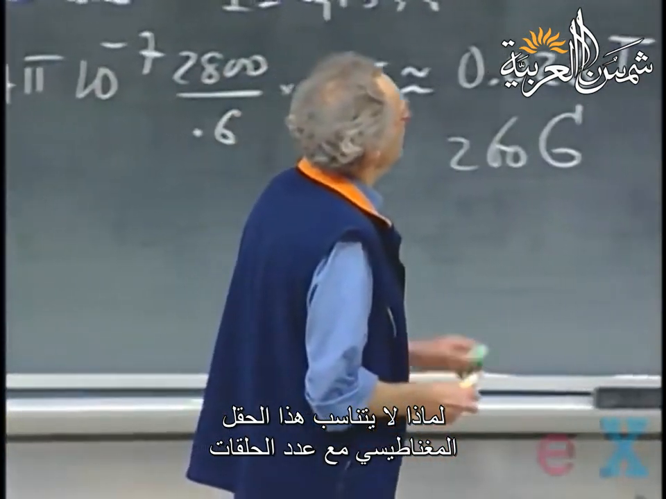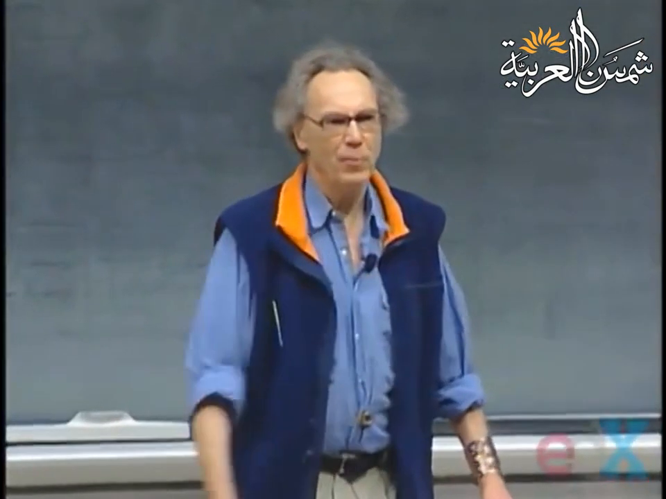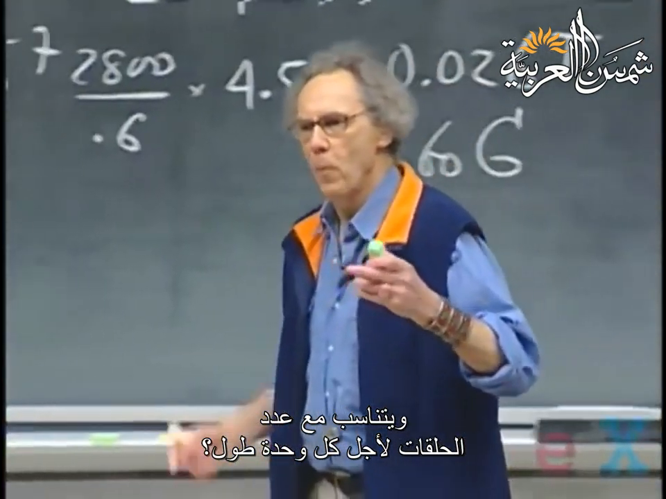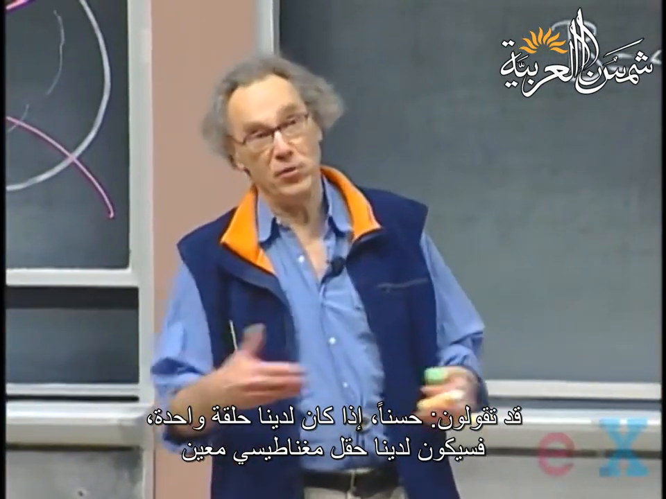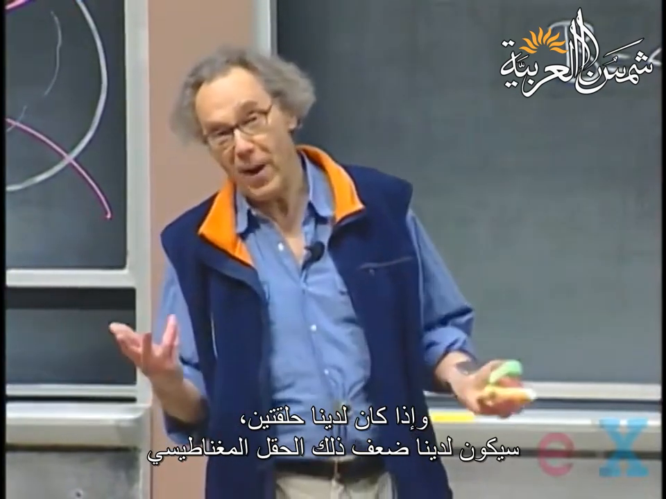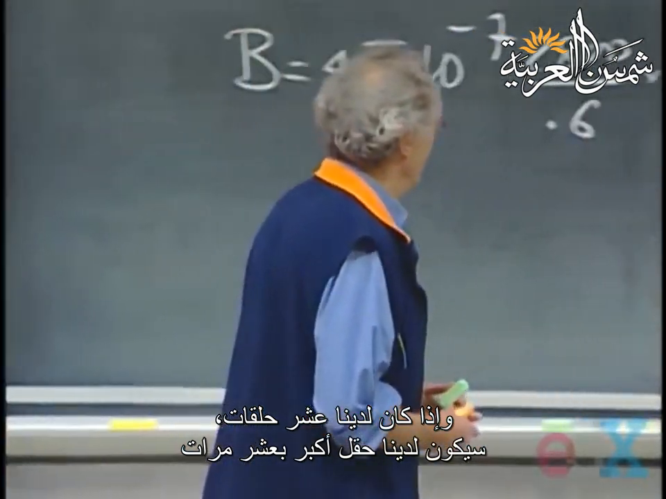Why is it that the magnetic field is not proportional to the number of loops, but proportional to the number of loops per unit length? You may say, well, if I have 1 loop, I have a certain magnetic field. 2 loops, I have twice that magnetic field. 10 loops, I have 10 times that magnetic field.